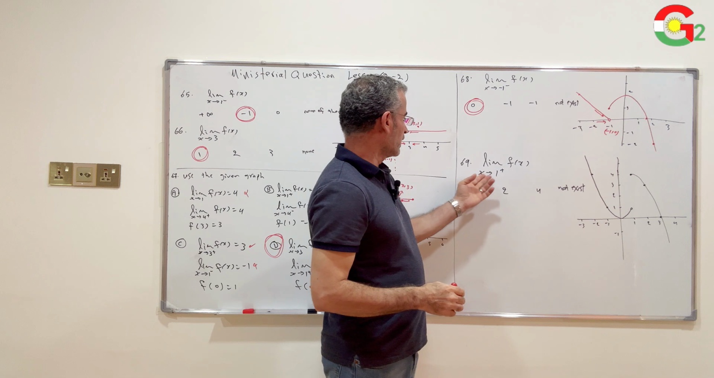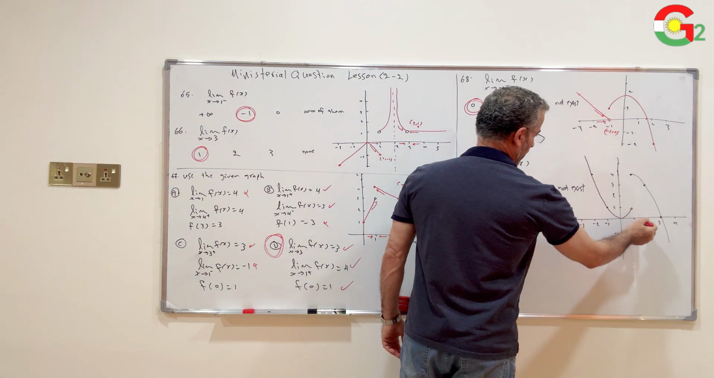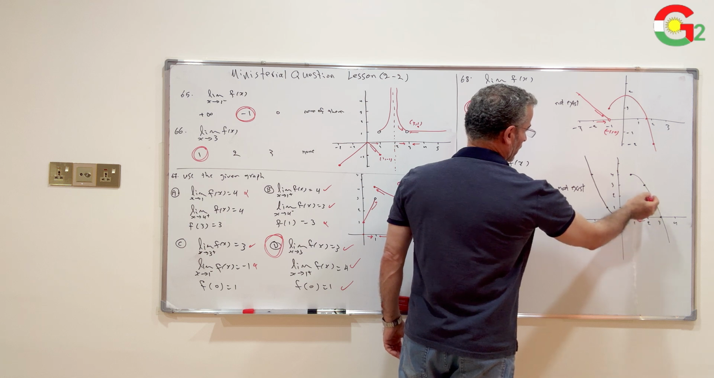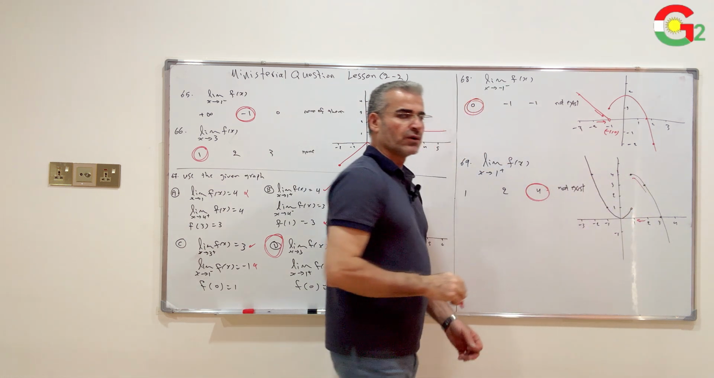Question number 69. Use this graph to answer this question. Limit f of x when x approaches 1 from the right. This is 1, this is the right of 1. When x approaches 1 from the right, we see the function goes to 4. Then the right choice is C.